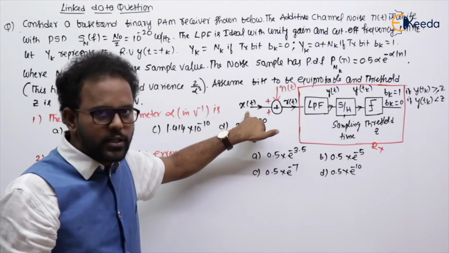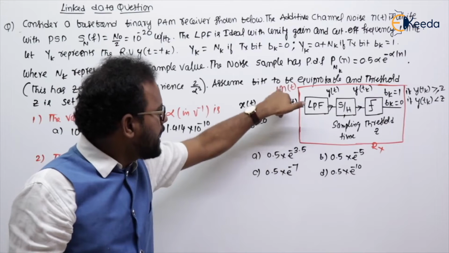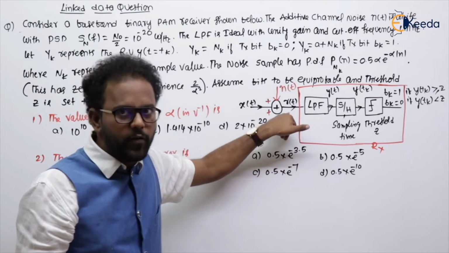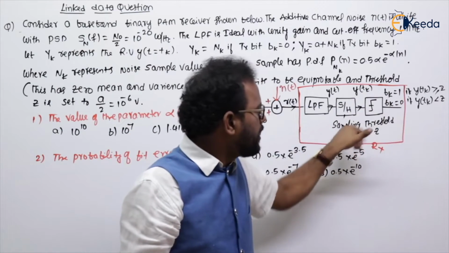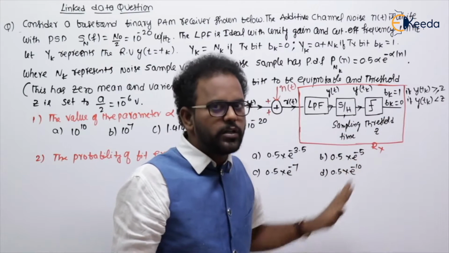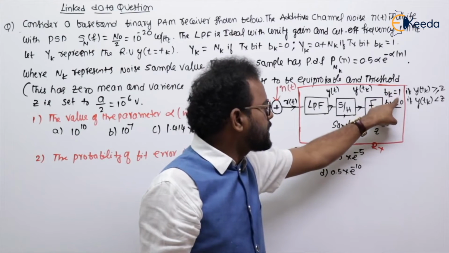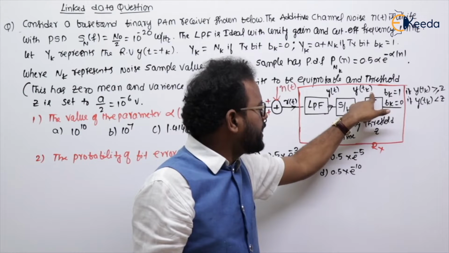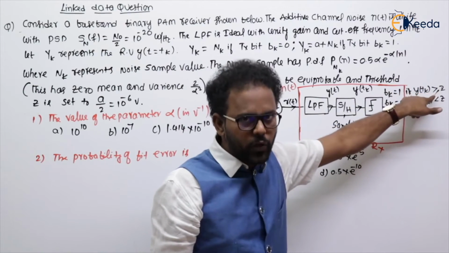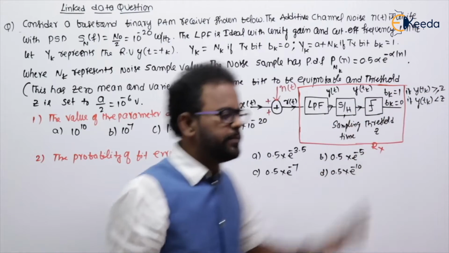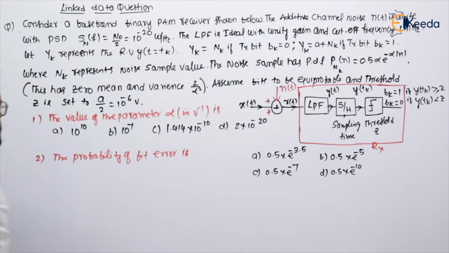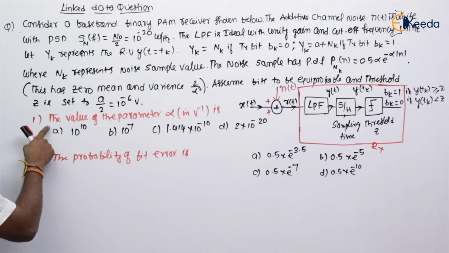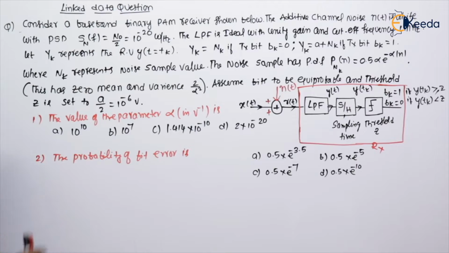This is the signal we transmitted. The noise is additive. Then received is R of t. And this is the receiver block. Last is the threshold. How is the threshold working? It is treated as 1 if the input y of tk is greater than the threshold, 0 if less than the threshold. He is asking two questions: the value of the parameter alpha and the probability of error.